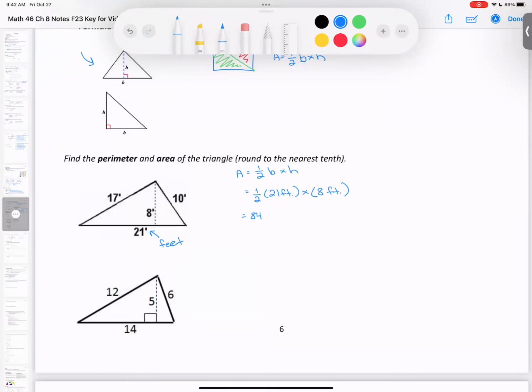But my calculator at least is able to do that. I get the right answer of 84. And what are my units here? So my units here would be feet squared.